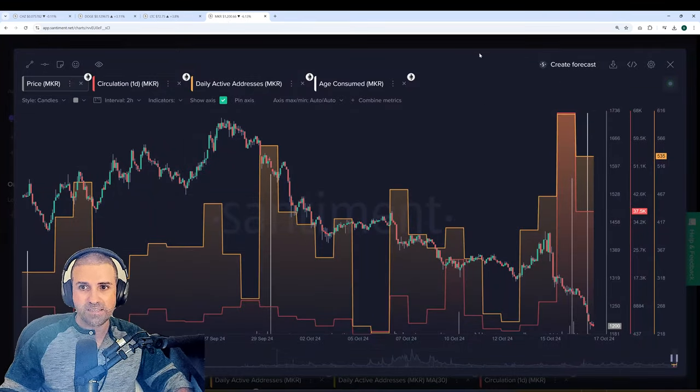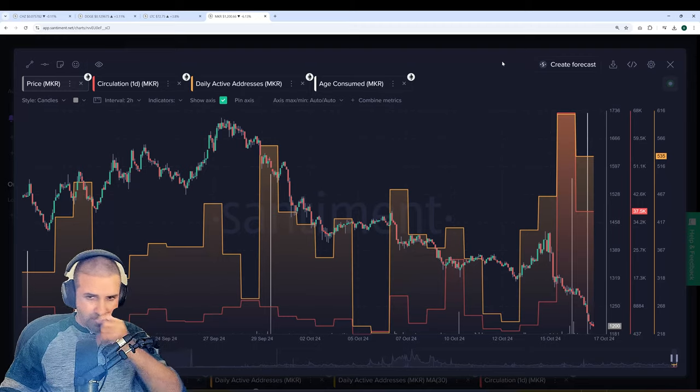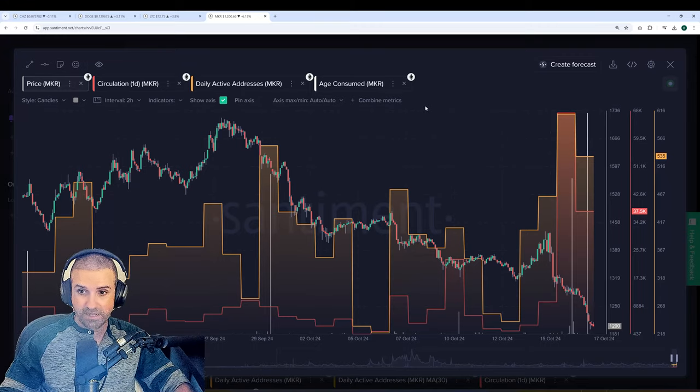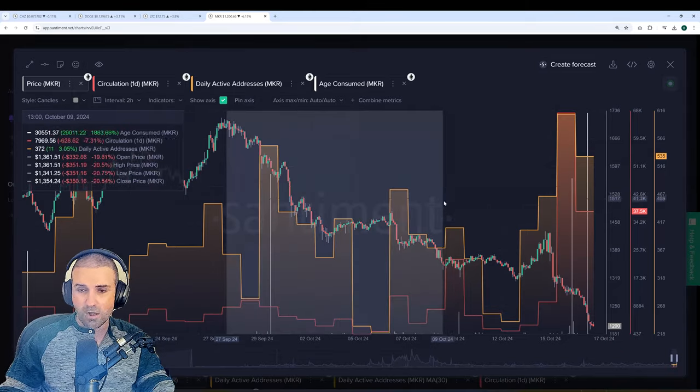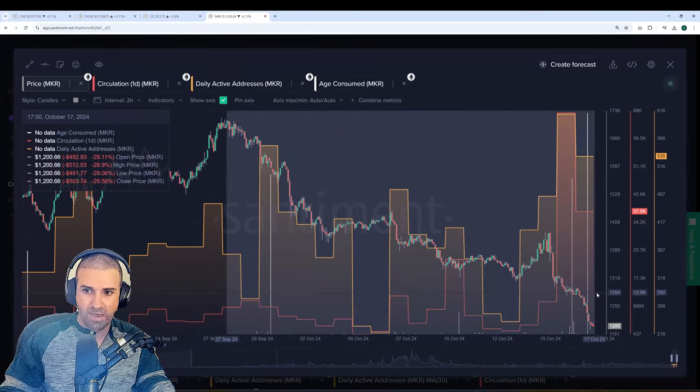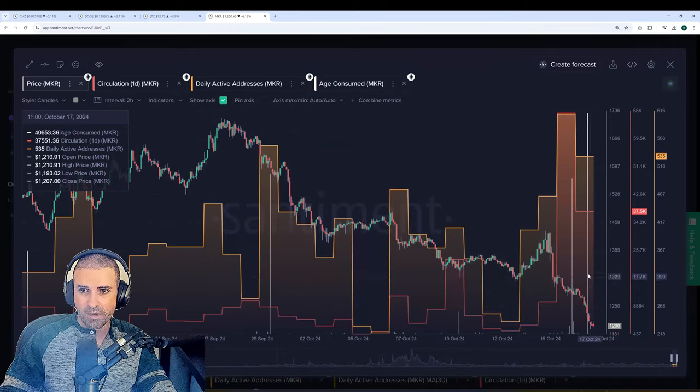And then last but not least, Maker. Now, this has been one of the biggest struggling assets going back to late September. Call it about 3 weeks ago. It's down about 29 to 30% during that time.